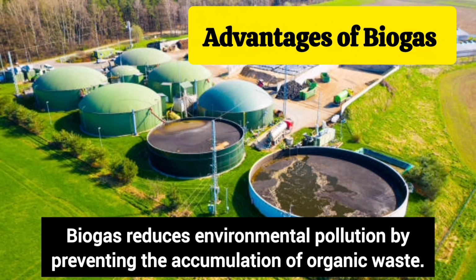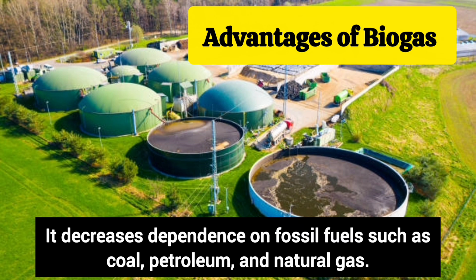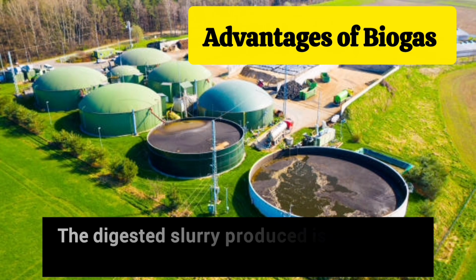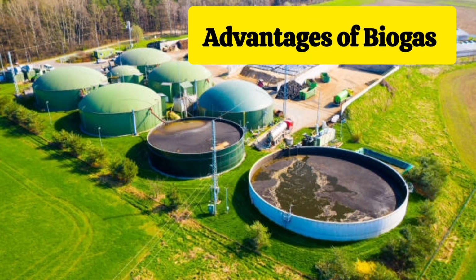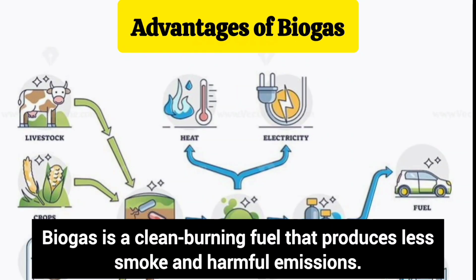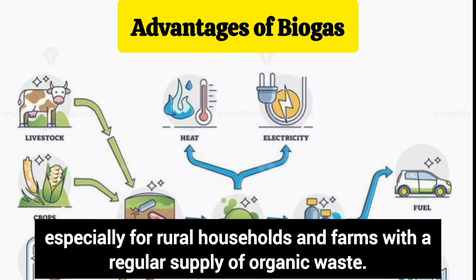Biogas reduces environmental pollution by preventing the accumulation of organic waste. It decreases dependence on fossil fuels such as coal, petroleum, and natural gas. The digested slurry produced is a nutrient-rich organic fertilizer that improves soil fertility. Biogas is a clean-burning fuel that produces less smoke and harmful emissions. It is cost-effective and sustainable, especially for rural households and farms with a regular supply of organic waste.